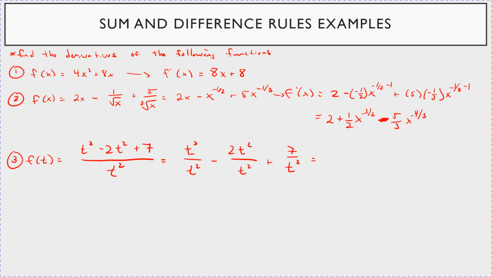Now look how easily this simplifies. T cubed divided by t squared is just t. The t squared cancels out, minus 2. And then this becomes plus 7 t to the negative 2.